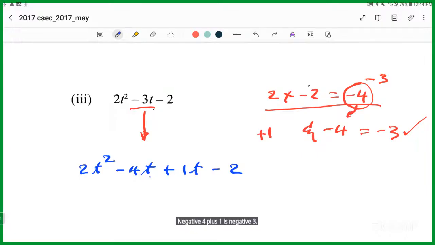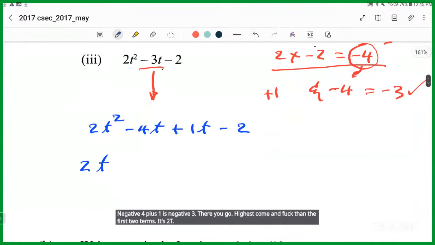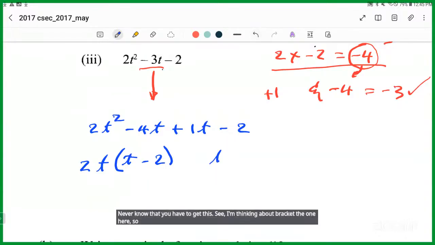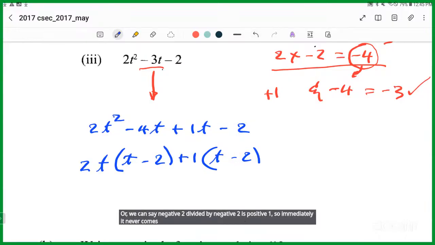There you go. Highest common factor in the first two terms is 2t. 2t out of this leaves it with a t. 2t out of this leaves a negative 2. Remember now that you have to get the same thing in the bracket over here. So the same thing to do is put the t minus 2 in the bracket. There you look, a 1t, and you factor out of the t, you must factor out a positive 1. Or you can say negative 2 divided by negative 2 is positive 1. So the number becomes a positive 1.